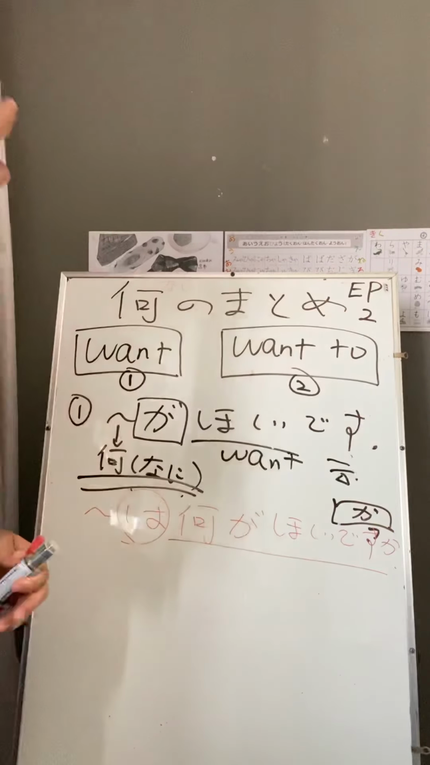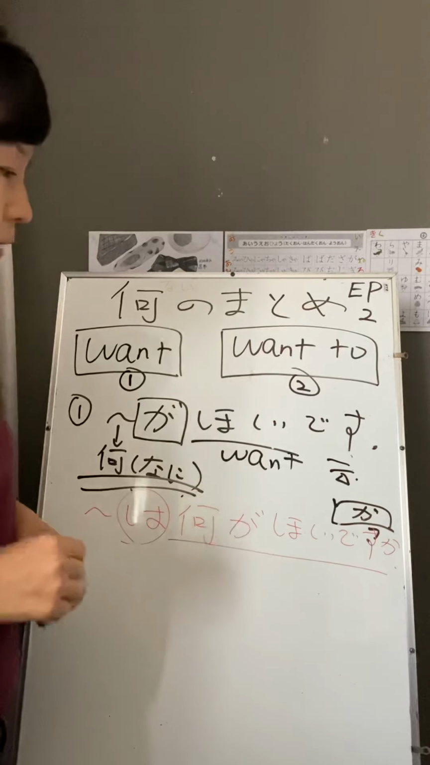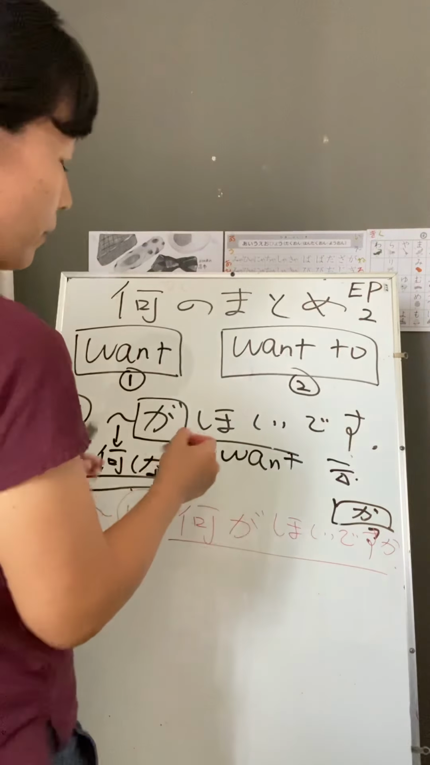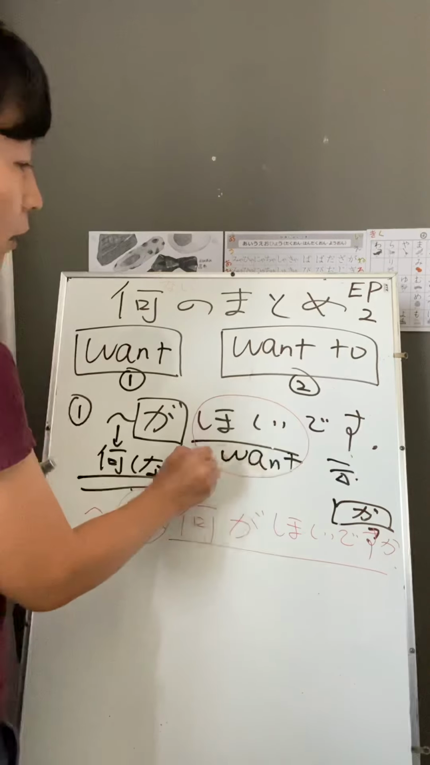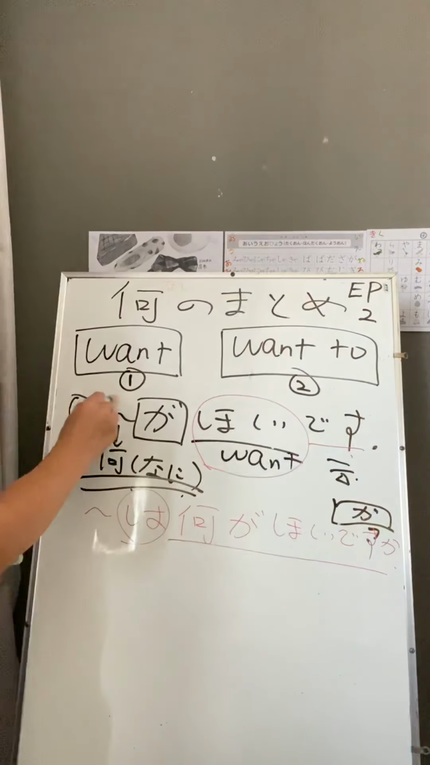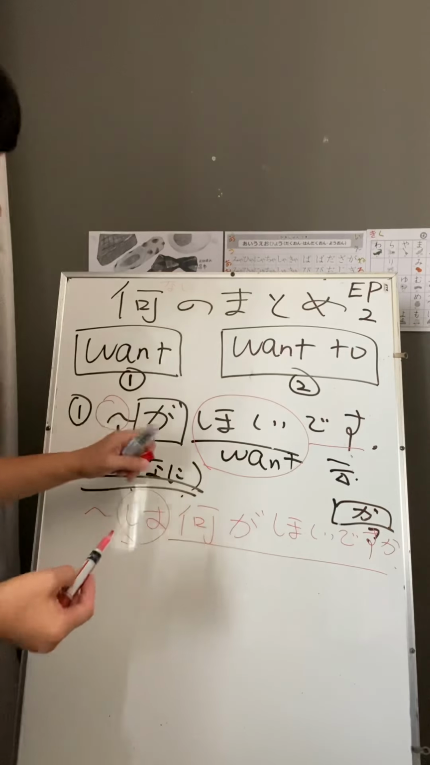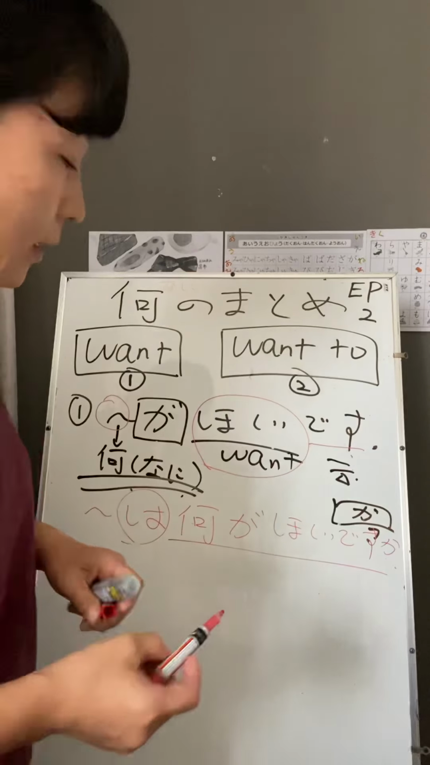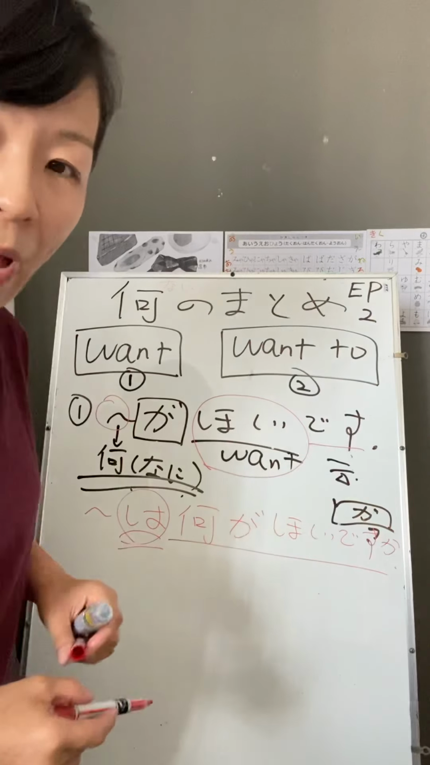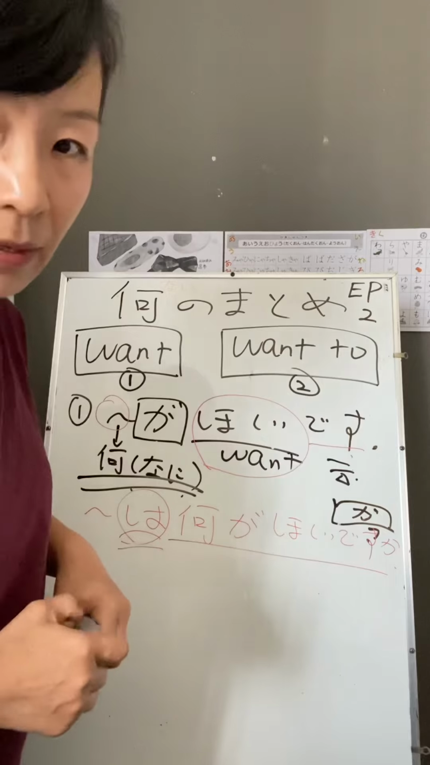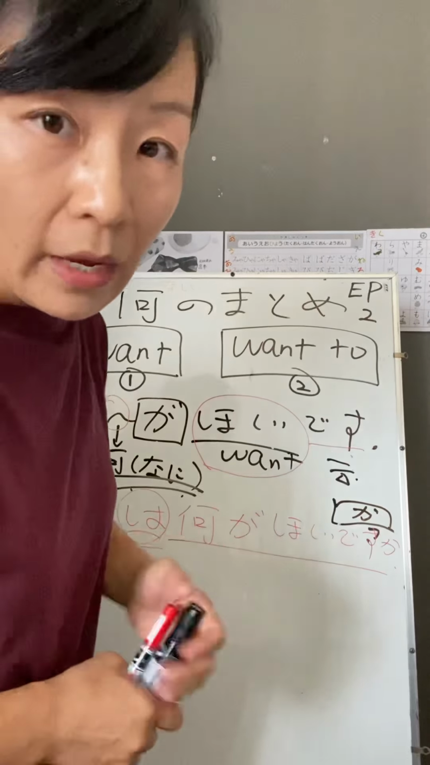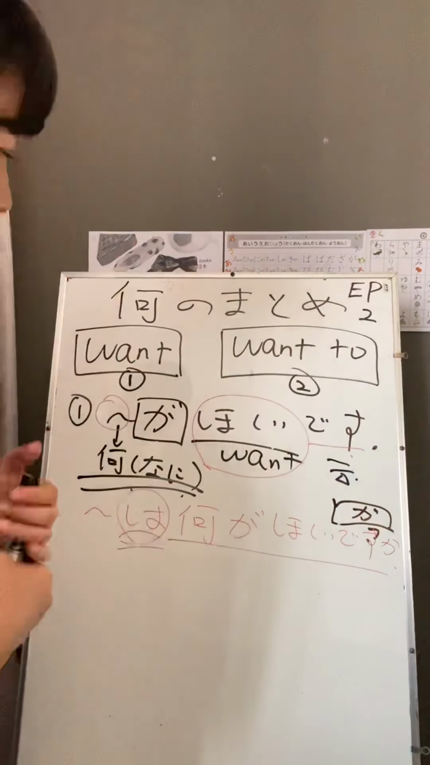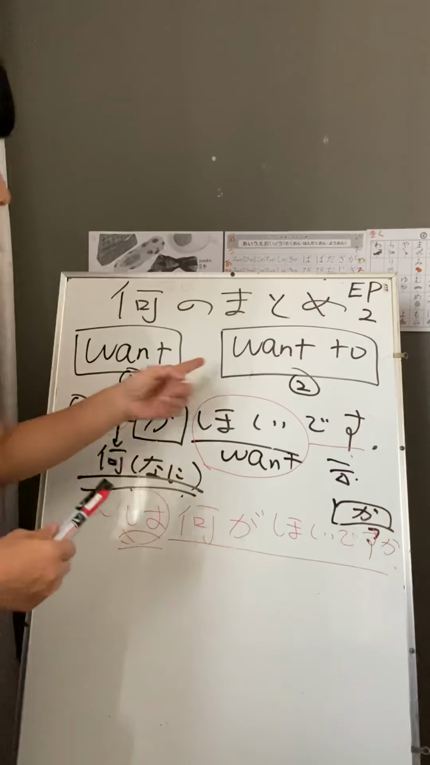So this is the sentence pattern regarding want. 何が欲しいです. The が brings out the things you want. And the topic marker は brings out the topic we want to talk about, for the occasion, for birthday, for Christmas, or for presents. All right, and then want to.